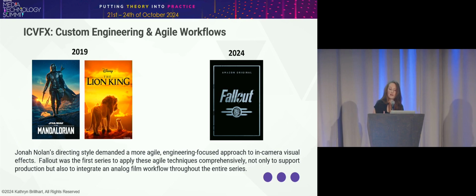Having previously collaborated with Jonathan Nolan on single episodes of later seasons of Westworld, our Magnopus team had gained insight into his directing style, which required a more agile, engineering-focused approach. Fallout became the first series in history to apply these agile techniques comprehensively in a manner that could be replicated to serve the needs of a wide range of creators, and in analog. The case studies in today's presentation point to a new era of in-camera visual effects that allow filmmakers to retain flexibility of live-action shooting while taking full advantage of real-time technology.